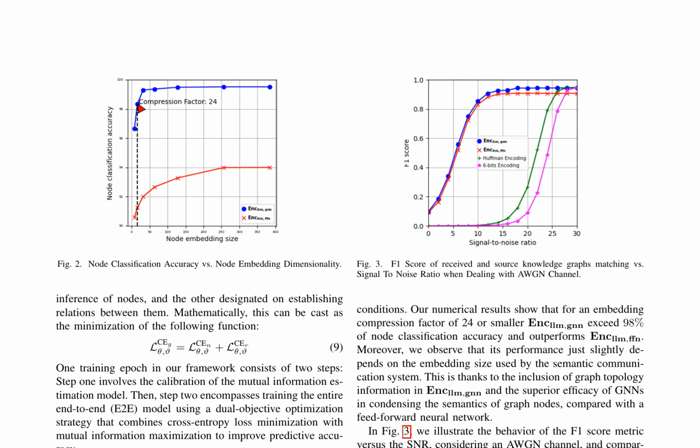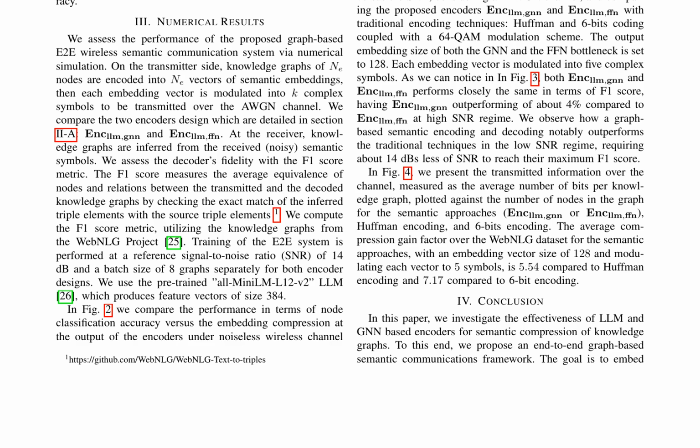Numerical results assess the performance of the proposed framework, comparing two encoder designs, enc_lem GNN and enc_lem FFN. Evaluation metrics include node classification accuracy and F1 score, measuring the average equivalence of nodes and relations between transmitted and decoded knowledge graphs. Results show that enc_lem GNN outperforms enc_lem FFN in terms of node classification accuracy for an embedding compression factor of 24 or smaller.